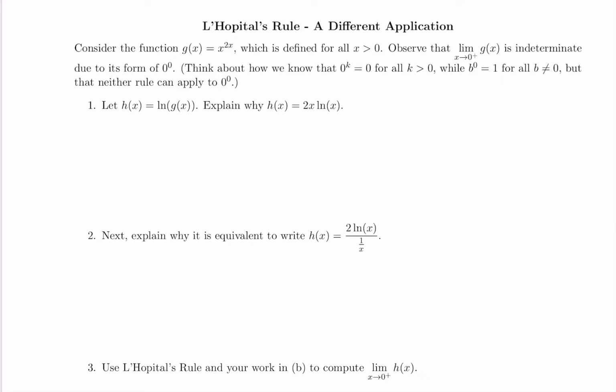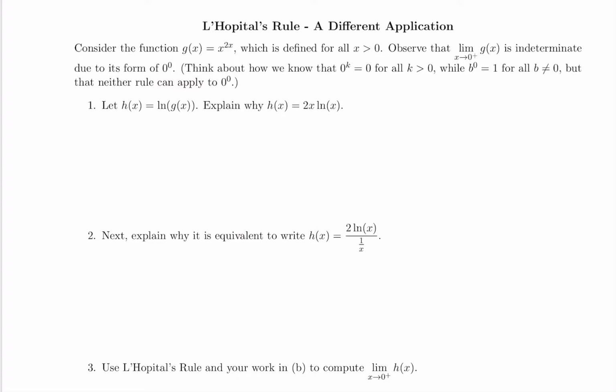Let's consider a different application of L'Hopital's rule, where we're looking at this function x to the 2x. That's defined for all x greater than 0, but the problem when x approaches 0 from the right is that this is also considered an indeterminate form, 0 to the 0. Part of this is because we think of 0 being raised to any power as being 0, but we also think of any number being raised to the exponent 0 as being equal to 1. So the question is, should 0 to the 0 be 0 or should it be 1?